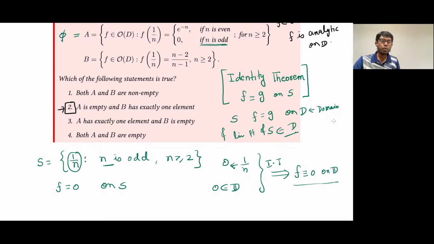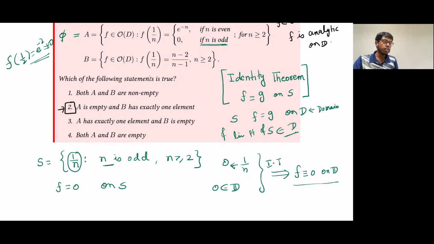So therefore in this problem, this is an empty set. Why? Because f is entirely 0 on the whole disk, but it says that if n is even, then f of 1 by n equals e to the minus n. So in particular, f of 1 by 2 is equal to e to the minus 2, which is not equal to 0. So therefore this set is empty.